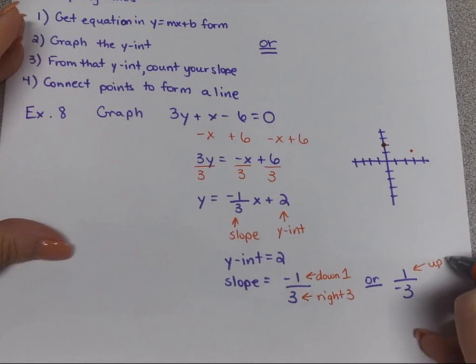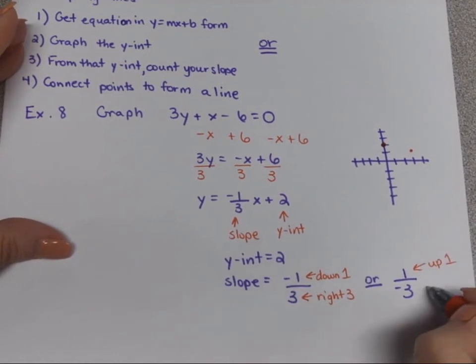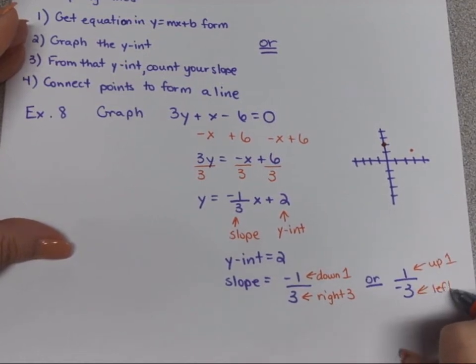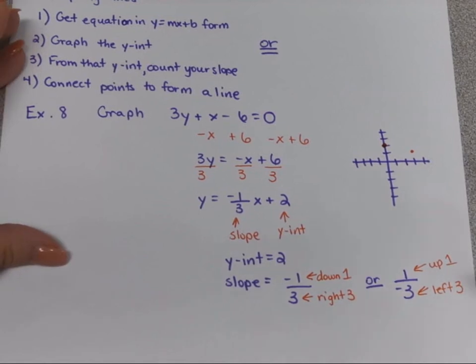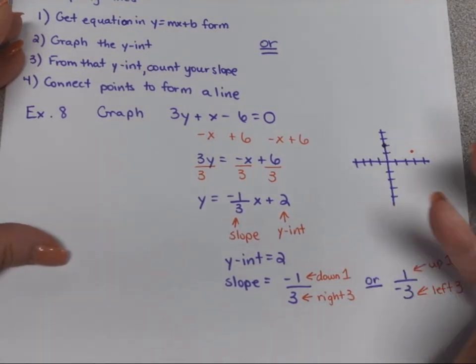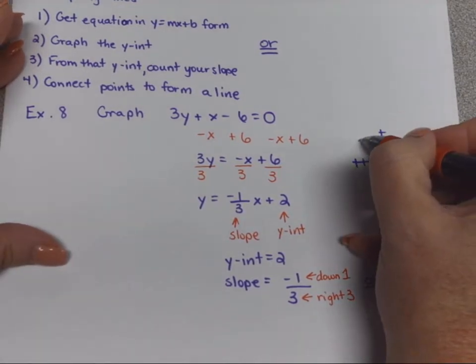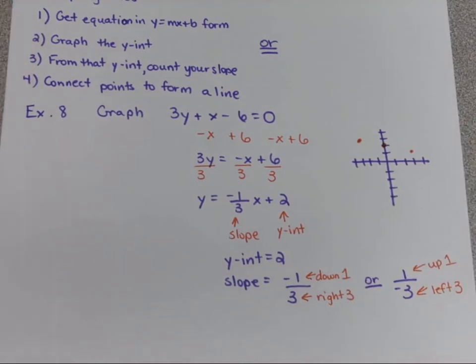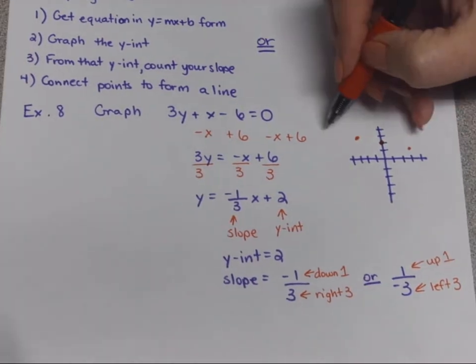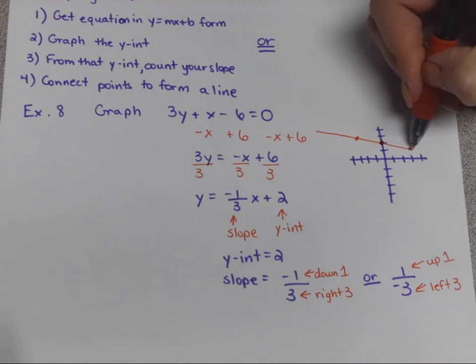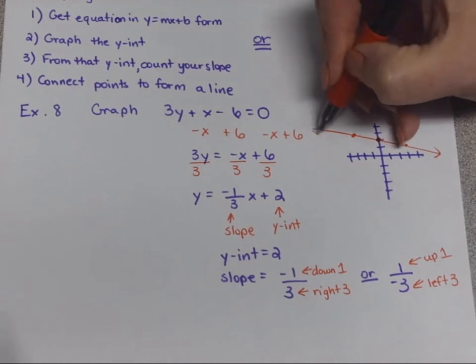Go up 1, right, because the 1 is positive this time, and go left 3. Okay, so notice if you did that instead, you would go up 1 and left 3, and you would be here. Well, what do you notice about these 3 points? Yeah, still the same line, right? So it wouldn't have mattered which way you went, okay?